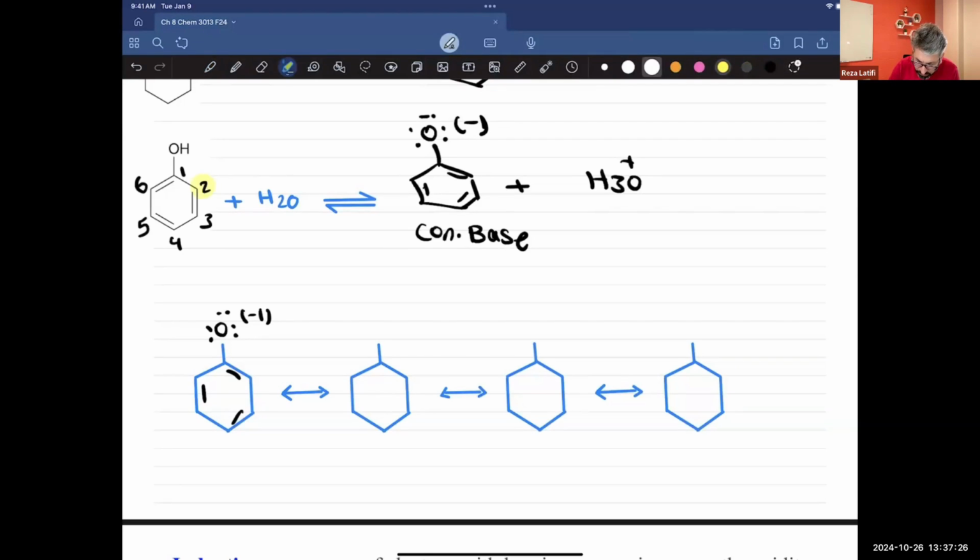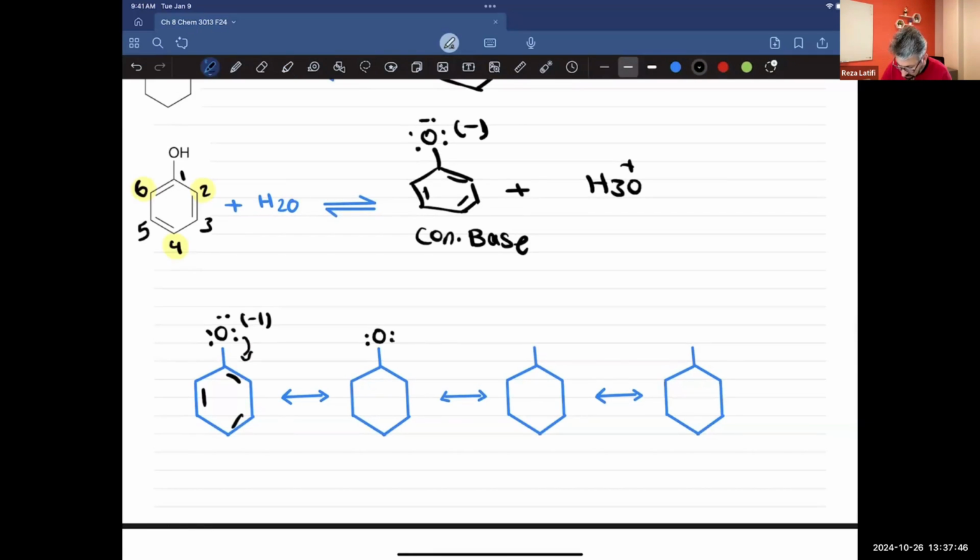If you generate a negative charge on a phenol, you can actually distribute that negative charge and put it on the second, fourth, or the sixth position. And how do we do it? We will share this lone pair with the ring, and then this is going to happen. We will have a double bond. Now we get a negative charge there. That's one. Another possibility is to move this double bond there.